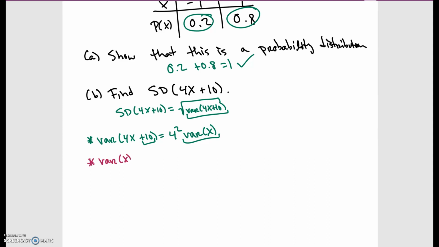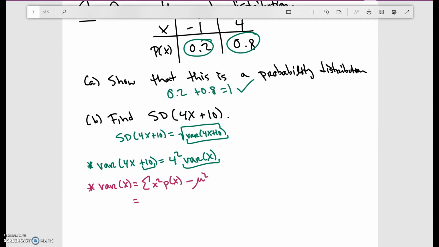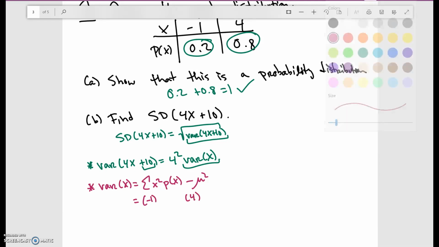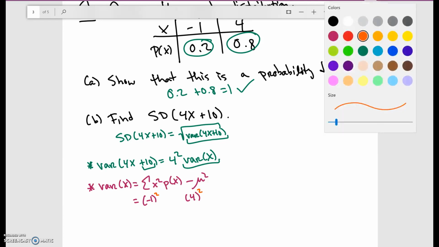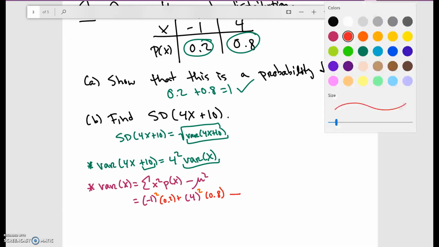We know that the variance of x is equal to the sum of x squared times p of x, minus mu squared. So x squared is just taking all my x's and squaring them. The first one is -1, and the other one is 4. I'm going to square both of them and multiply by the probability. The probabilities in this case are 0.2 and 0.8. Then I'm going to subtract mu squared.